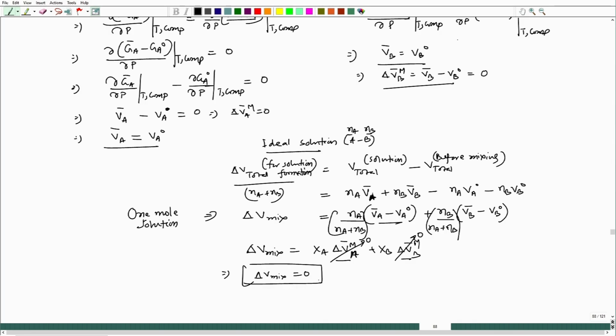So, that means we have a situation where the volume change during solution formation at constant temperature and pressure is 0. We have seen that the enthalpy change due to mixing is 0, and the volume change due to mixing is also 0. So, there will be no contribution from the volume and no contribution from the enthalpy during ideal solution formation.